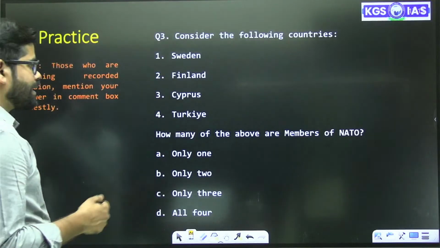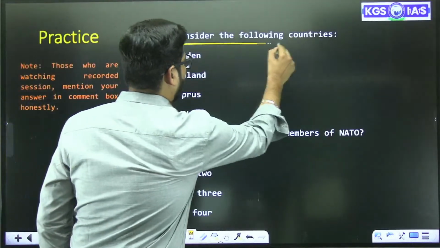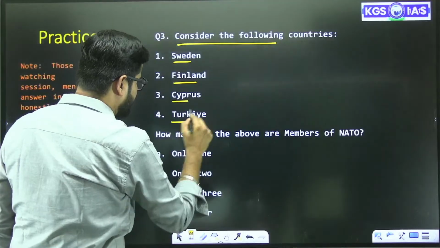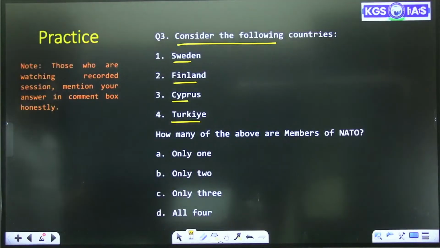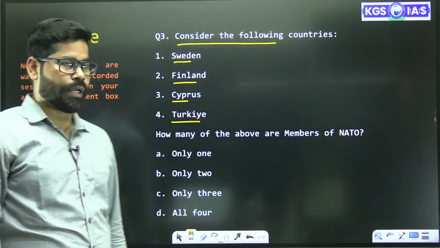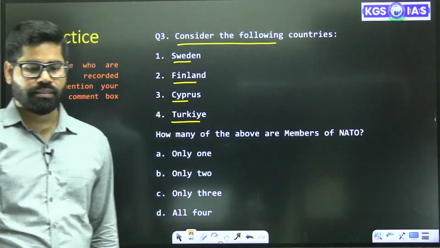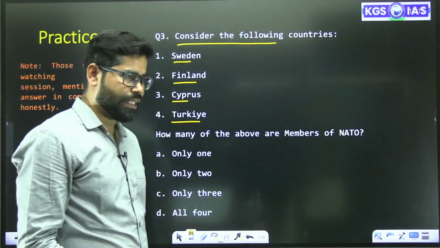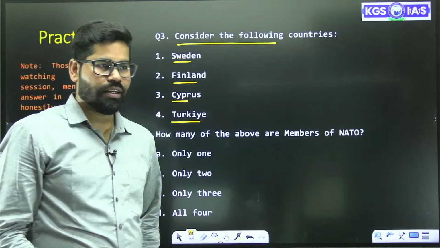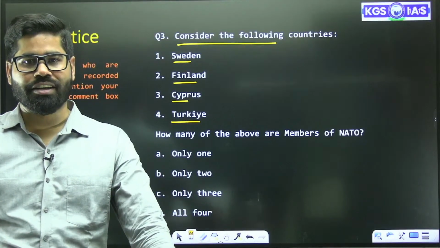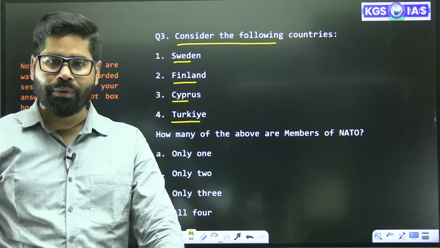Now, come to this question. Consider the following countries: Sweden, Finland, Cyprus, Turkey. How many of the above are members of NATO? North Atlantic Treaty Organization. How many of these countries are members of NATO?